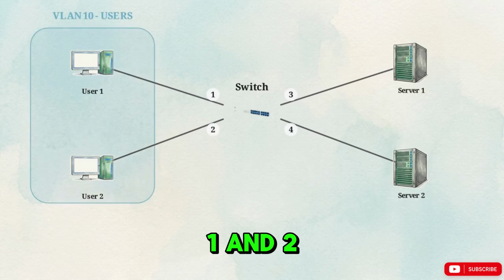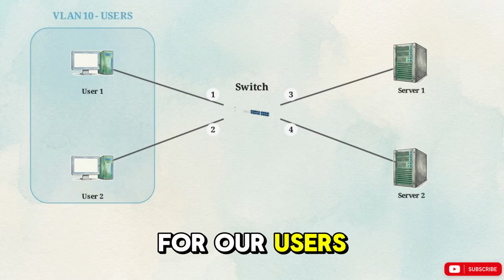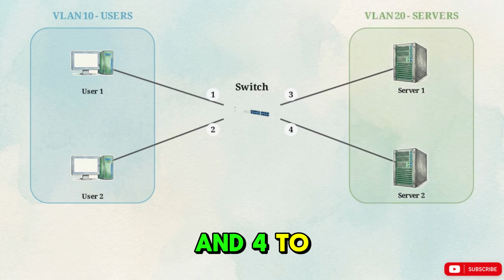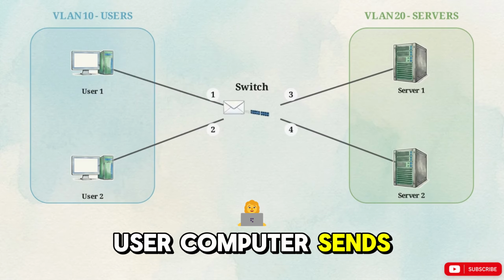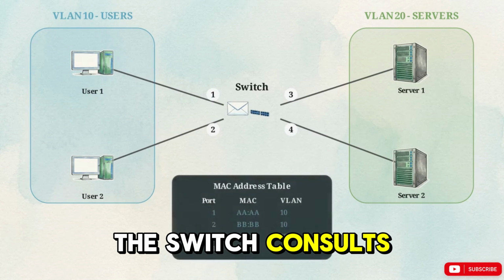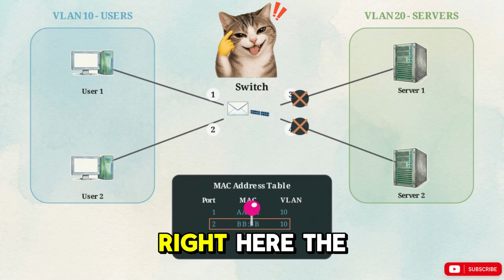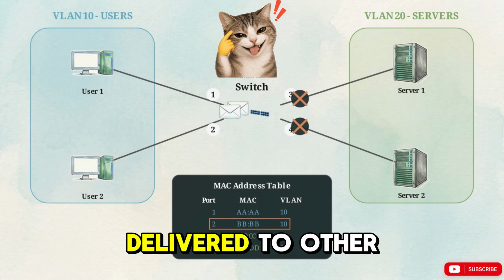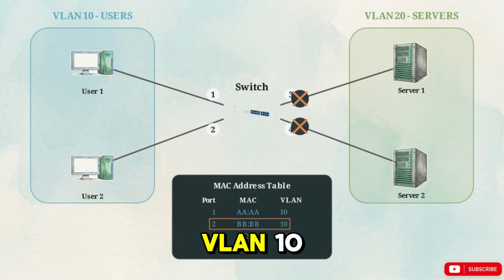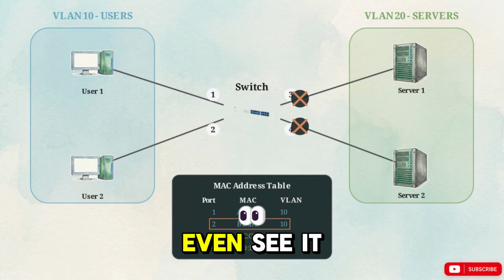We assign ports 1 and 2 to VLAN 10 for our users, and ports 3 and 4 to VLAN 20 for our servers. Now, when a user computer sends a broadcast frame, the switch consults its MAC address table and stops right here. The frame is only delivered to other ports explicitly assigned to VLAN 10. The servers never even see it.